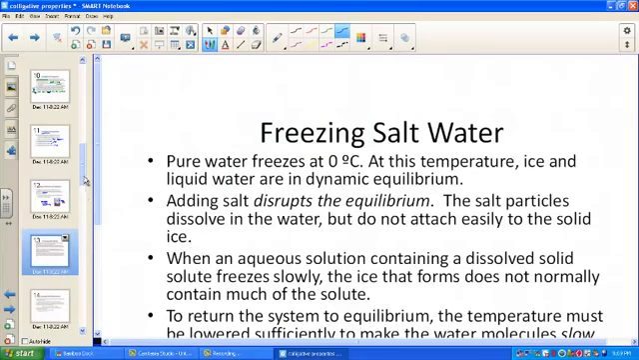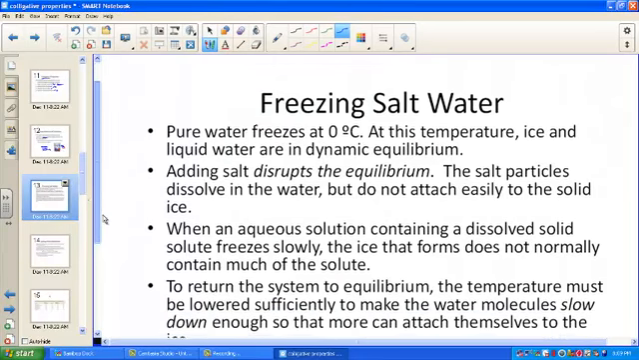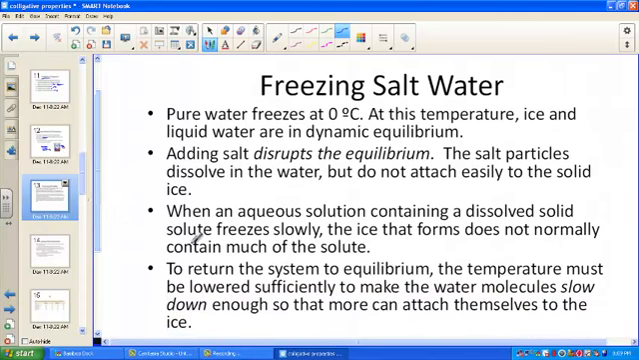Our second colligative property is known as the freezing point depression. Pure water freezes at 0 degrees Celsius. At this temperature, ice and liquid water are indeed at dynamic equilibrium. The process of liquid turning to solid is freezing. Solid turning to liquid is melting, and they are in a dynamic equilibrium at 0 degrees Celsius. Those processes are occurring at the same rate.